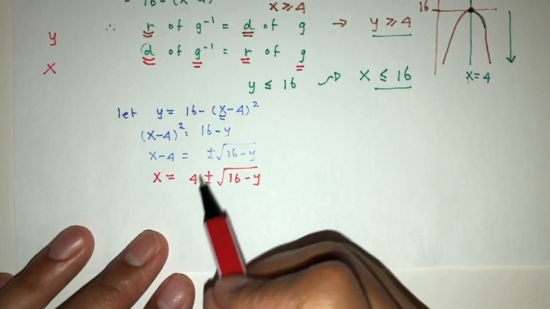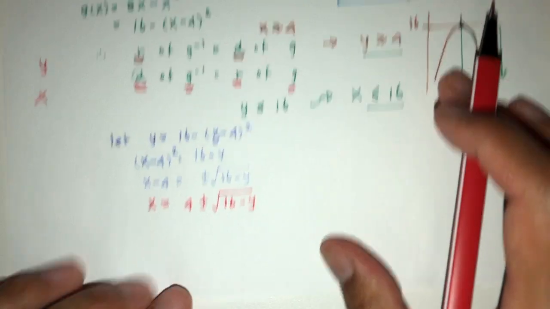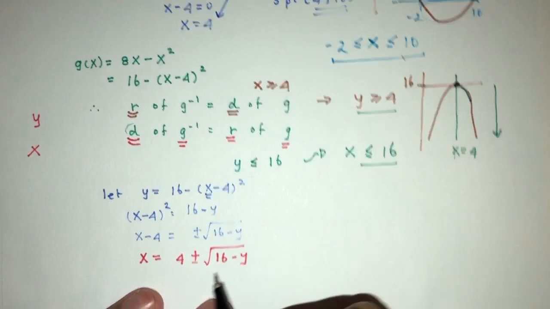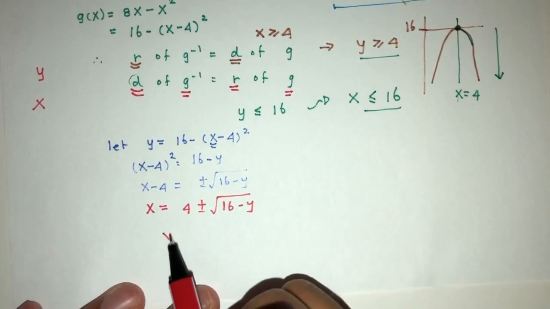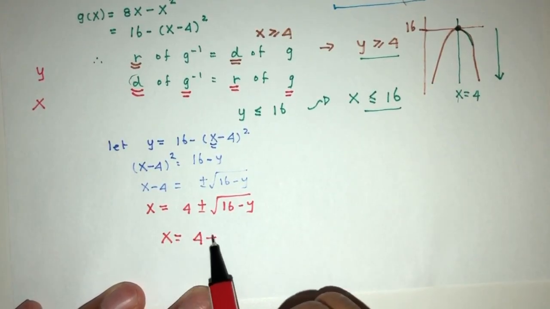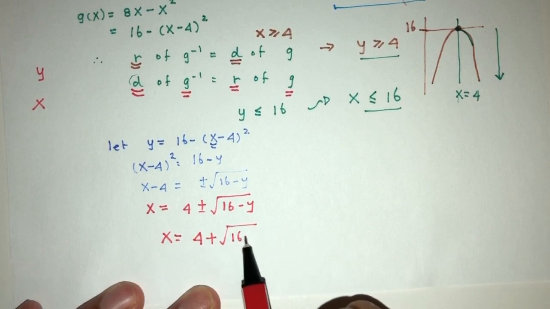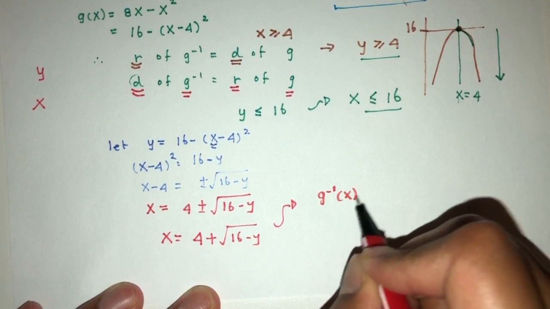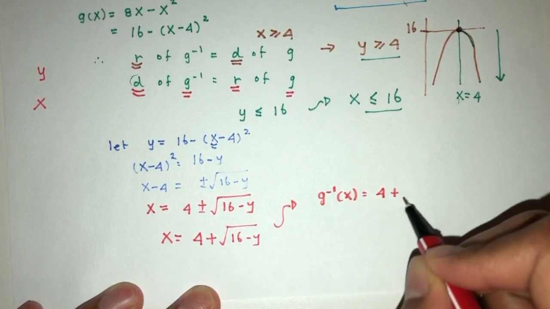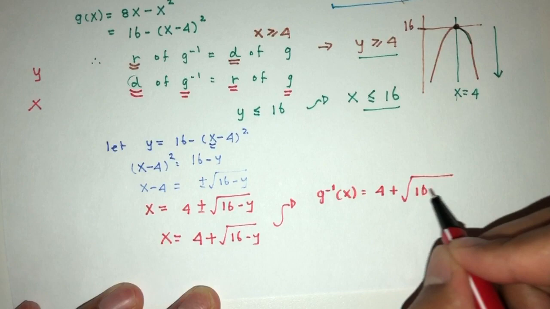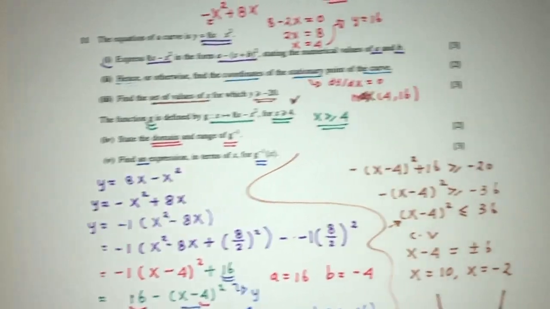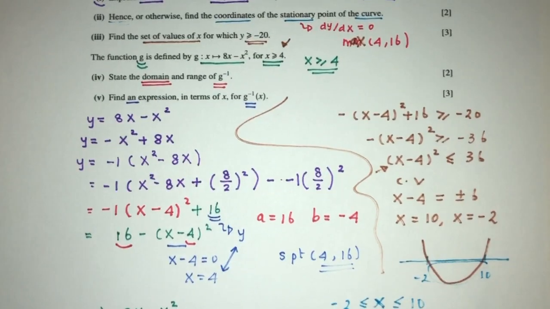So we have to choose which one is correct, because as defined by the values of x here, x has to be more than 4, so x has to be 4 plus root of 16 minus y. But finally, we know that g inverse is in terms of x, so we have to write 4 plus root of 16 minus x. This will be your answer for the last part of this question. This is the question regarding the chapter of functions.